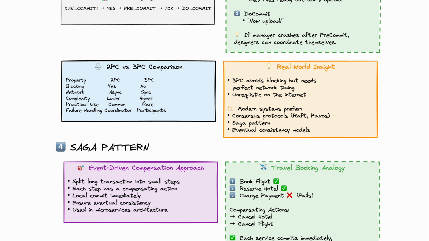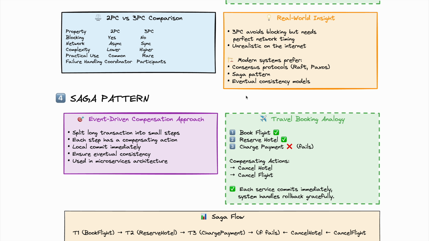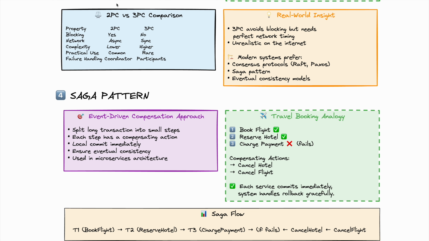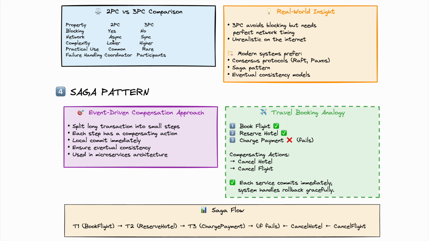But let's compare them side by side. Let's compare the advantages and disadvantages of 2PC and 3PC. Is the 2PC blocking? Yes, it's blocking. And the 3PC, no, it's not. On the network assumption, 2PC is asynchronous, while 3PC is synchronous. Complexity is lower for 2PC. In the 3PC, obviously, we are adding one more step, so it's higher. And for practical use, 2PC is common, used most famously in Spanner and other databases. But for the 3PC, it's rare.